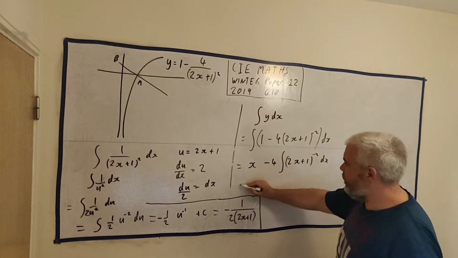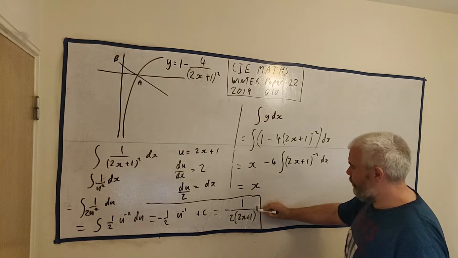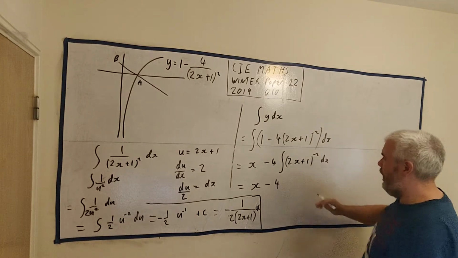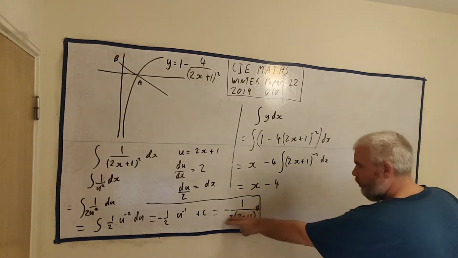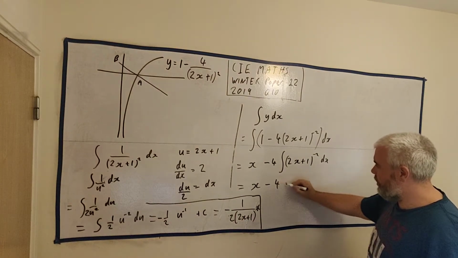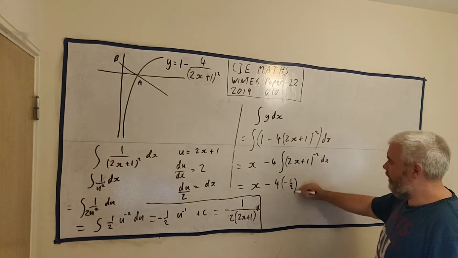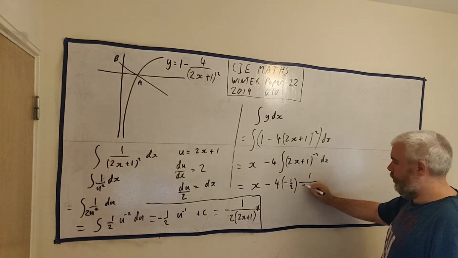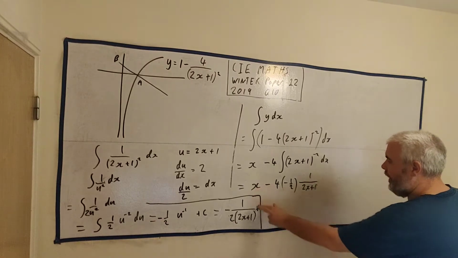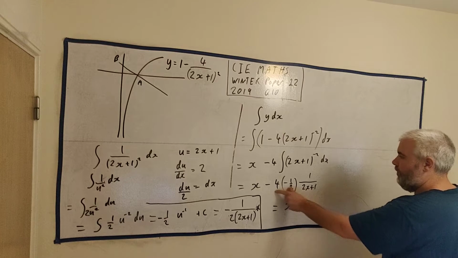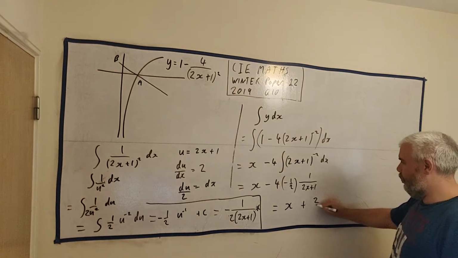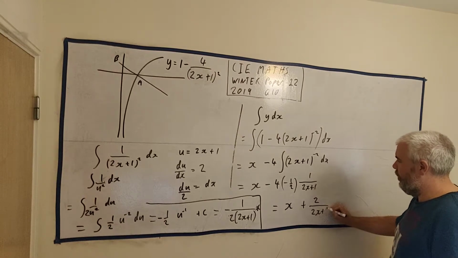So in that case, this whole answer becomes x, there's a plus c here still, x minus 4, and the integral of this we now know is 1 divided by, let's see, it's minus a half, 1 over 2x plus 1. We can clean this up here again. We get x, 2 divides into this, the minuses become a plus. We get 2 divided by 2x plus 1.